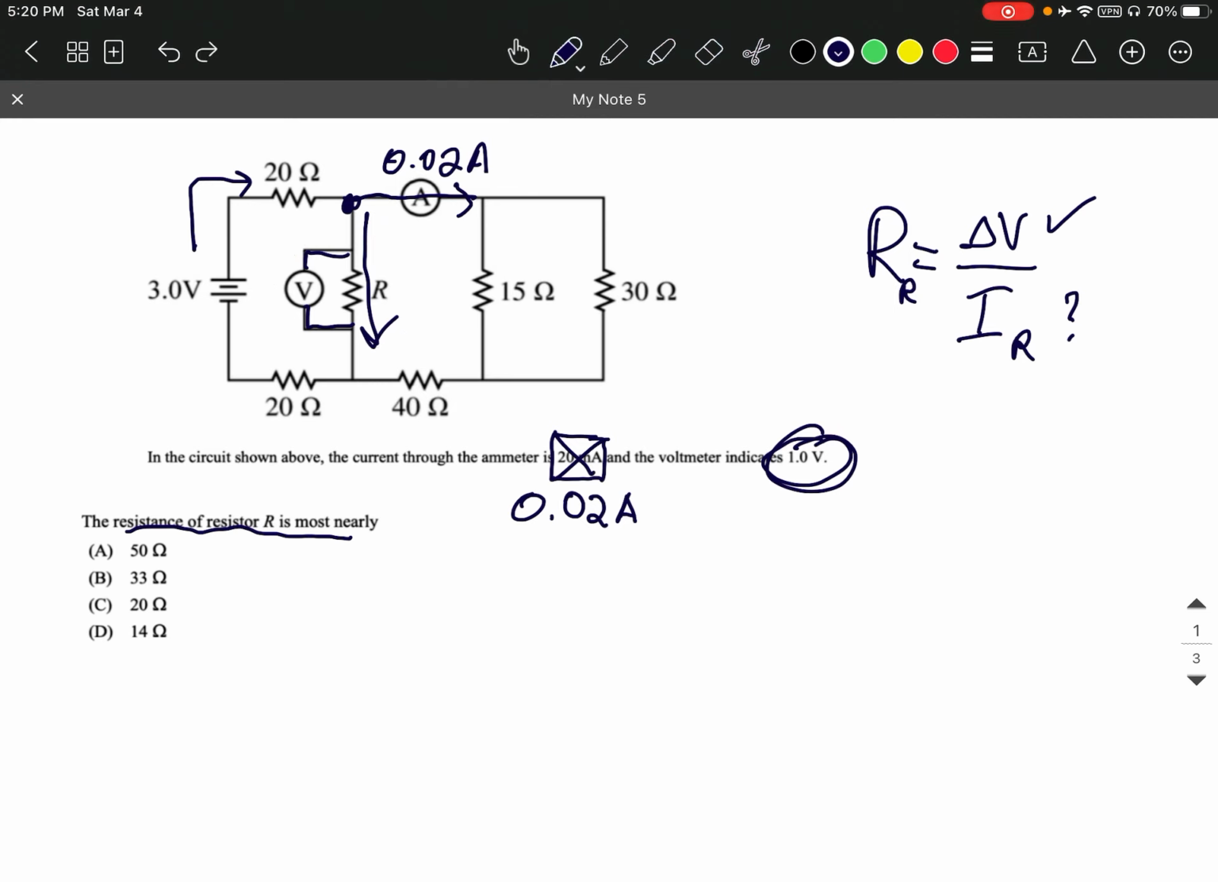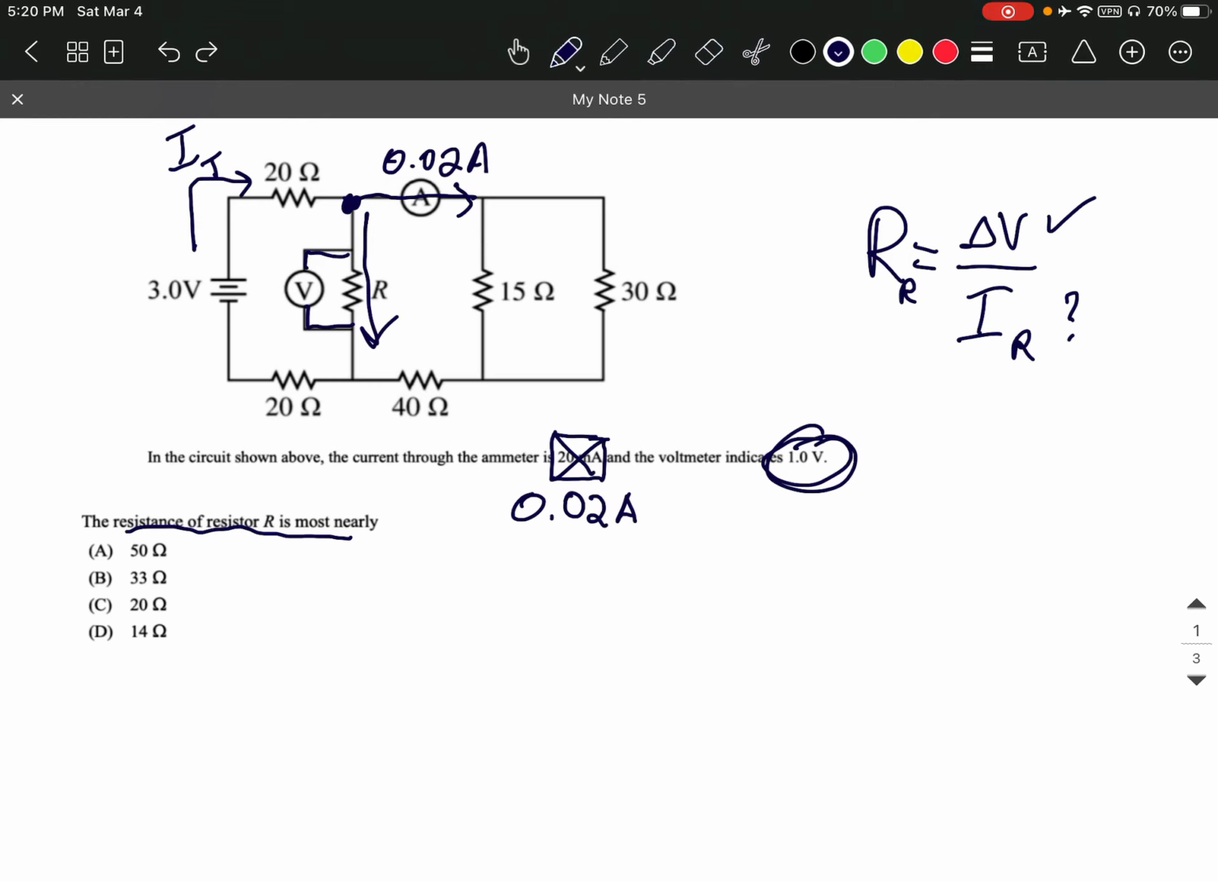But if I could figure out the total current, hopefully you know the junction rule. If you do not, you should review that. The current is going to split here. So if I could find the total current, for example, the current passing through here, I would be able to figure out, when it splits, the remaining current passing through resistor R.